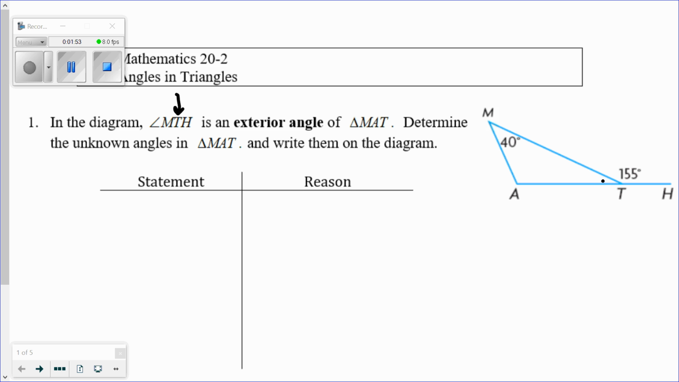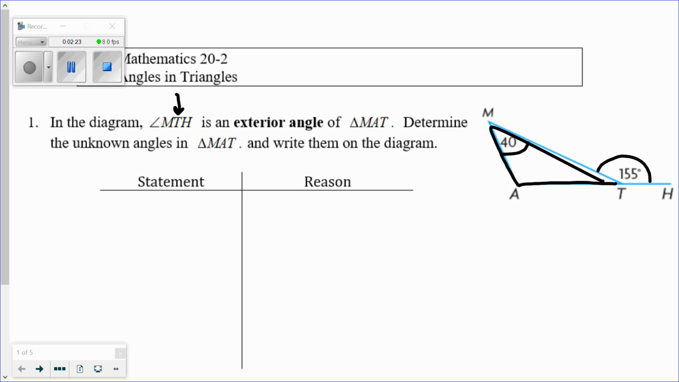So we're talking about MTH. It says angle MTH is an exterior angle of triangle MAT. It says determine the unknown angles in triangle MAT and write them out on the diagram. So again, we have the angle at MTH. We have the angle here at M, or we could write it as AMT to tell us which part of the angle we're talking about.